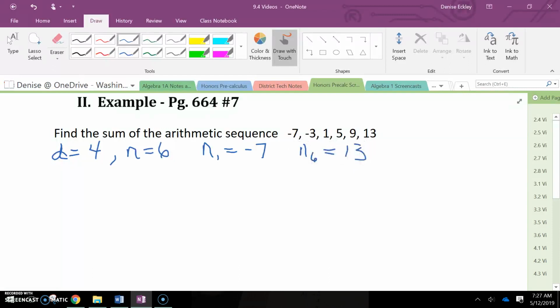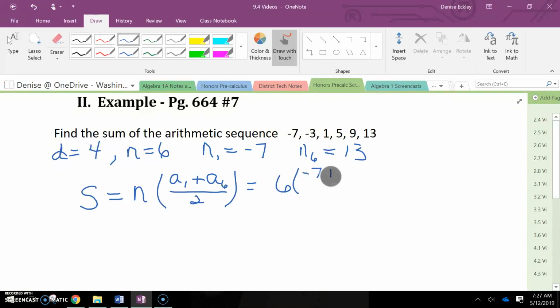And then our first term is -7, and our last term is 13. So we're going to use the formula that the sum is equal to the number of terms times the first term plus the last term, and that's divided by 2. So when we do that, we get 6 times -7 plus 13 divided by 2. Simplifying that, we get 18.